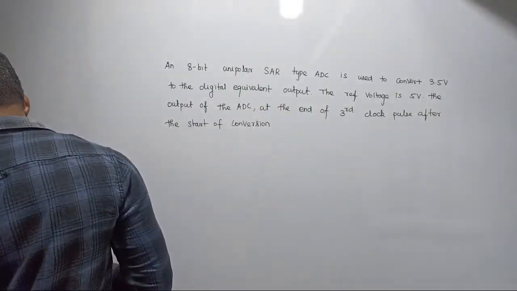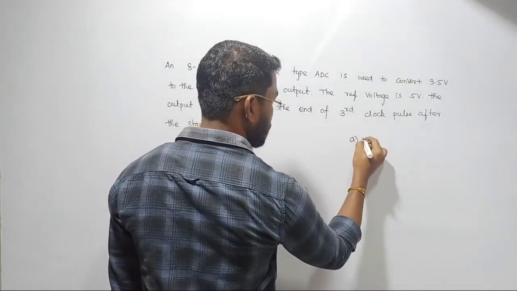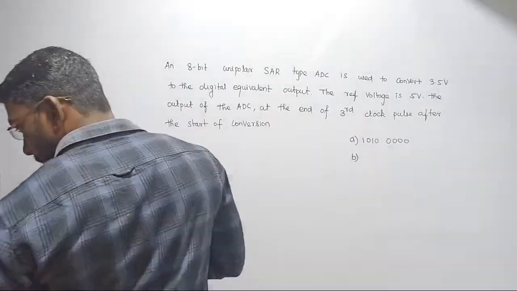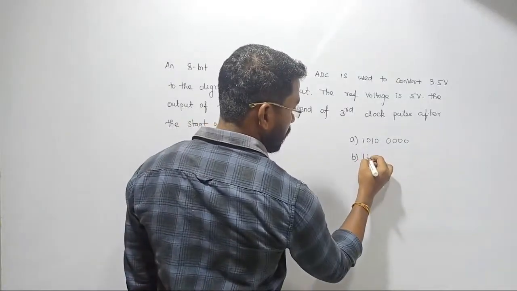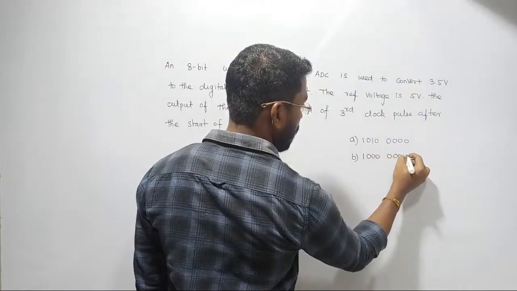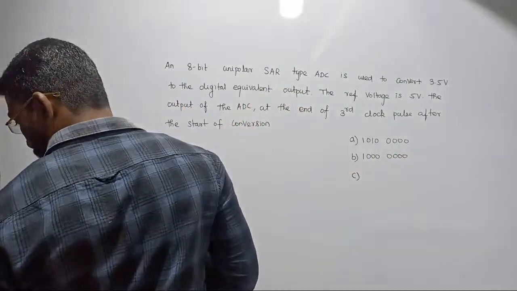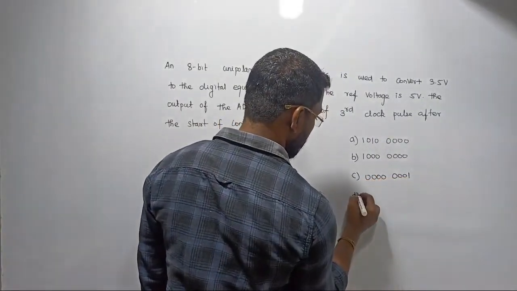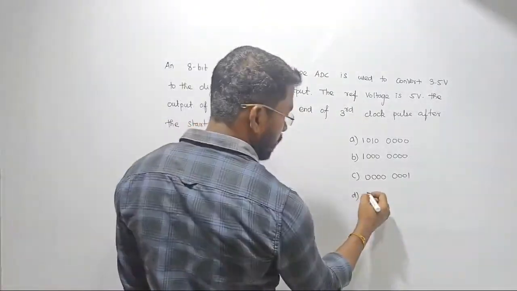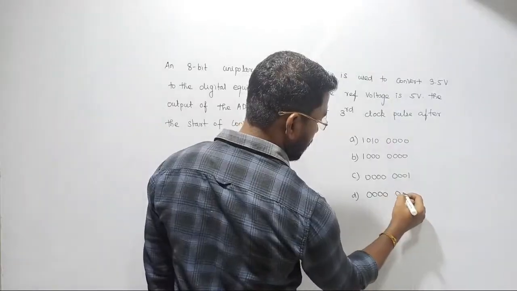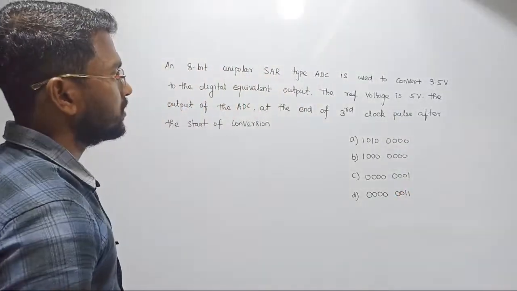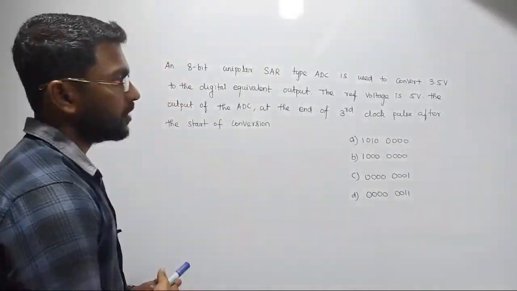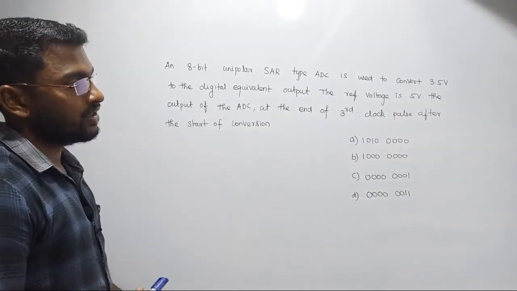Of course, they have given 4 options. Option A is 1010 0000, option B is 1000 0000, option C is 0100 0001, option D is 0100 0011. Okay, they have given 4 options. Shall we pick? Yes, we know how to perform the operation with the successive approximation register. Our target is to achieve the equivalent value.